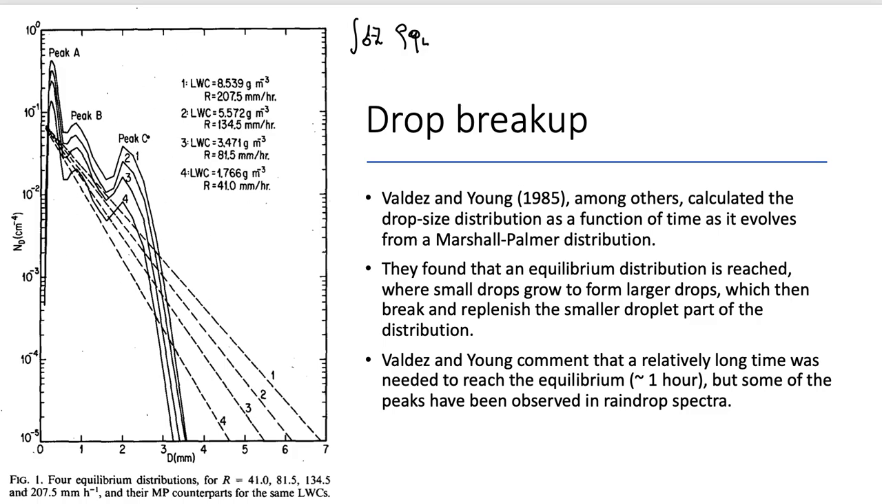And so they found that even for different liquid water contents, going from 1 gram per meter cubed to 8 grams per meter cubed, and spanning quite a few different rain rates, these tend to be quite similar, and you have peaks at about 2 millimeters, 1 millimeter, and 0.1 millimeter ish. And this is reached after a relatively long time, after about 1 hour, the author has observed.